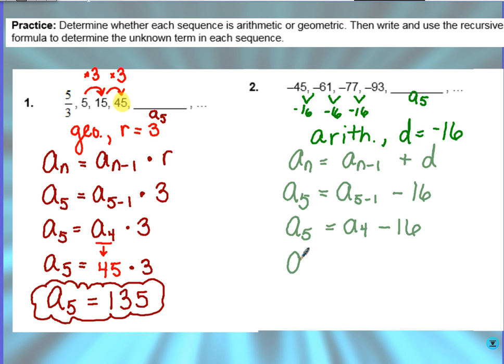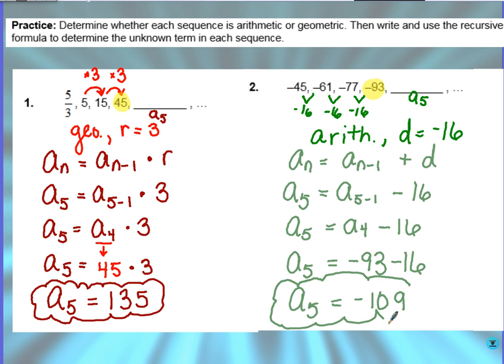Two more steps here. To get to the fifth term, we need the fourth term. Well, in this case, we know it. It is negative 93. And we are going to subtract 16. Last step. To get to the fifth term, negative 93 minus 16. You can use your calculators. Or it is negative 109. And that is how you show how to get to the fifth term using the recursive formula.